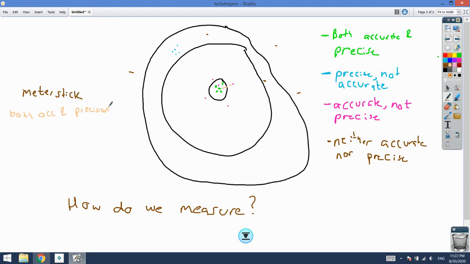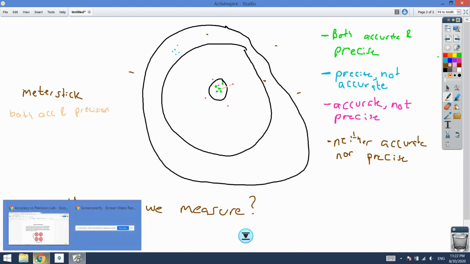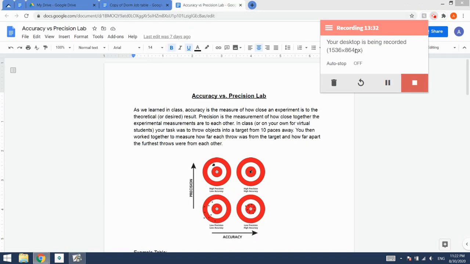So you can measure both accuracy and precision in this sense with a meter stick. So that has to pretty much go along with our lab. And so what does our lab have to do? Well, it involves you going somewhere and actually doing something.